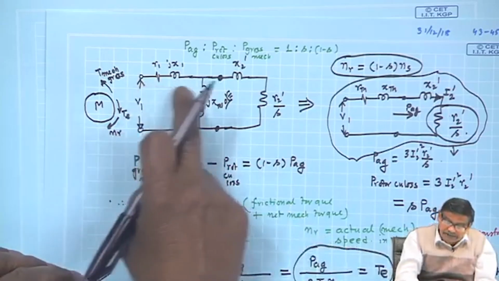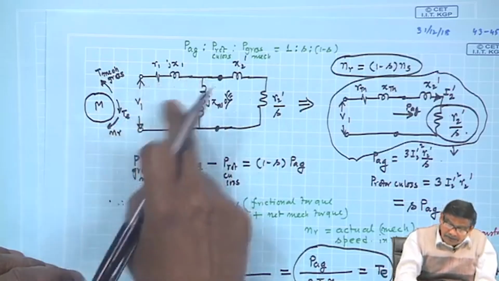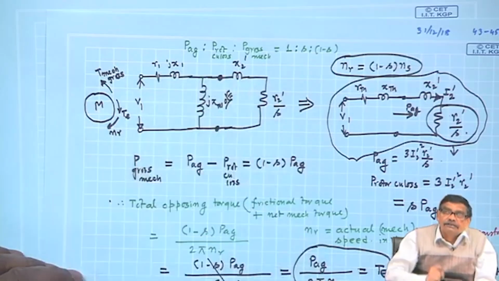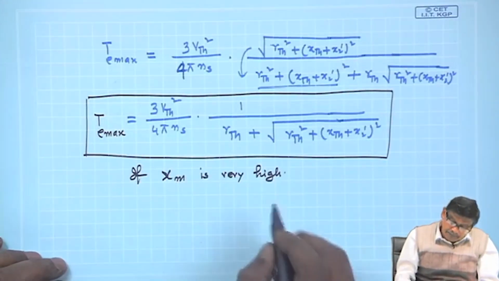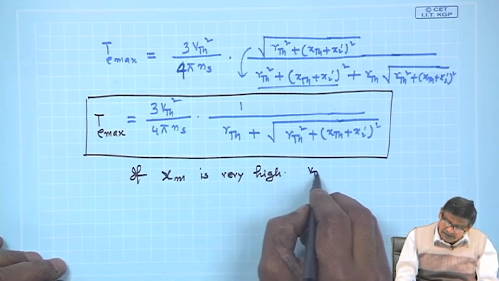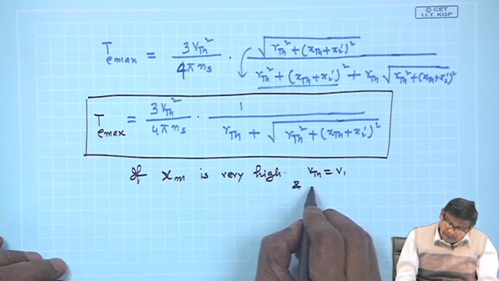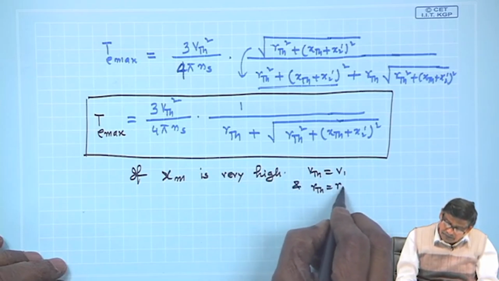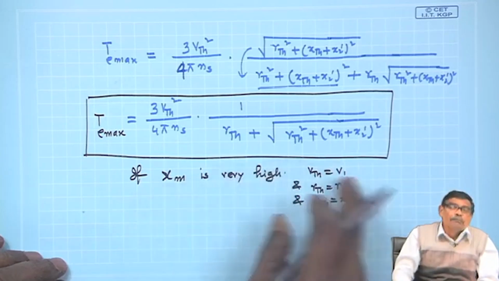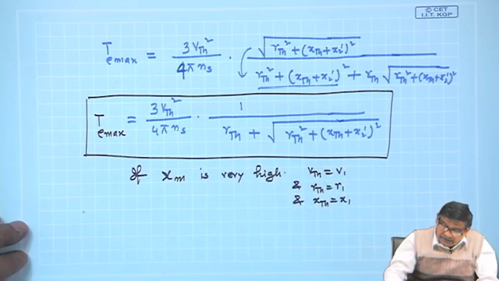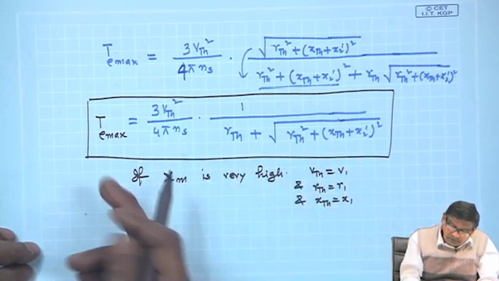Source with its internal resistance, if X m is very large compared to this R 1 X 1 series things. It is obvious. So, if X m is high, then V Thevenin will be equal to V 1, and R Thevenin is nothing but R 1 and X Thevenin is X 1. You just remember that so that you can calculate the electromagnetic torque very efficiently.